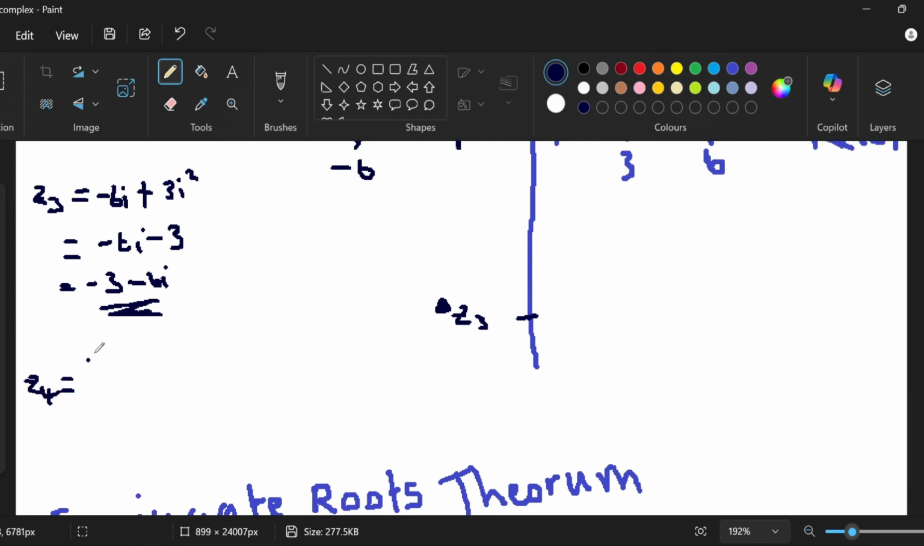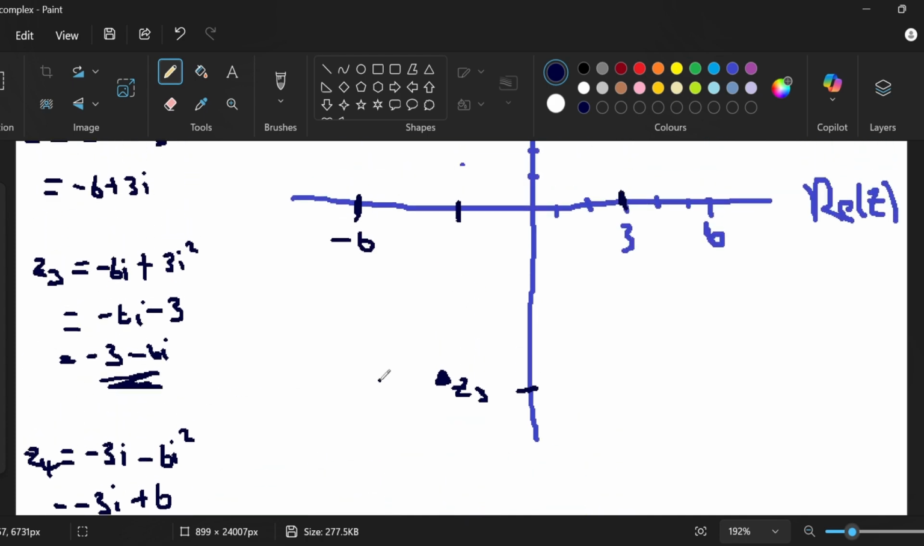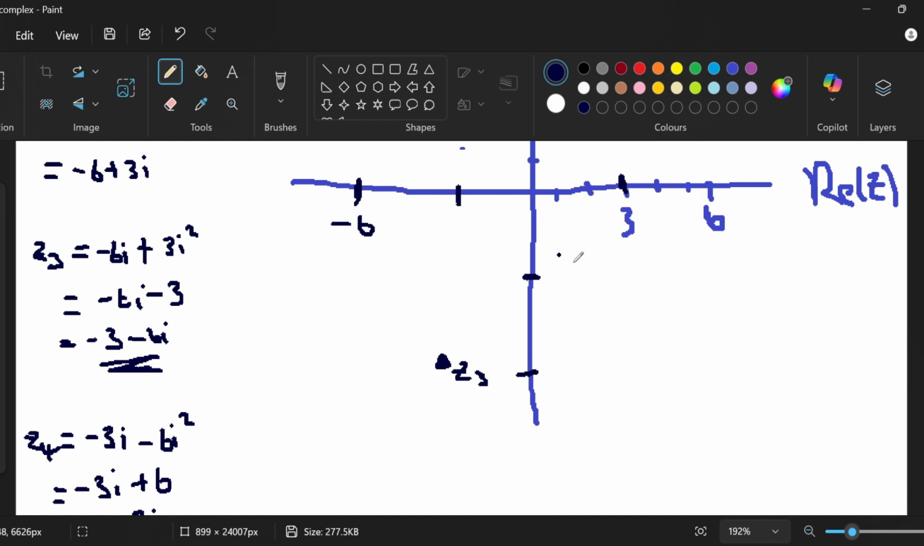Z4 is going to be minus 3 times i, minus 6 times i, minus 6i squared, which is going to simplify to minus 3i plus 6, or I guess 6 minus 3i. Now I plot this by going to minus 3 on my x-axis and 6 on my y-axis, and I come out here at Z4.